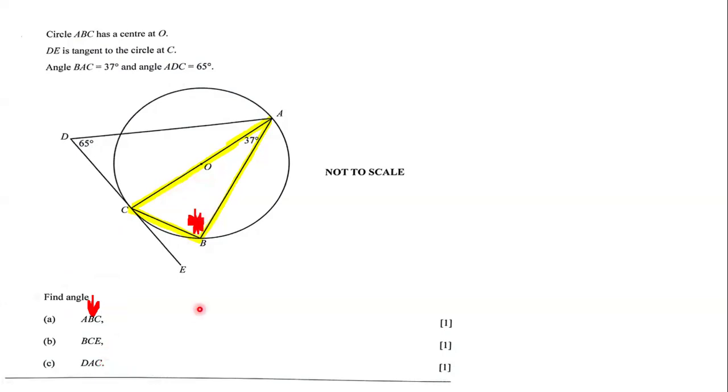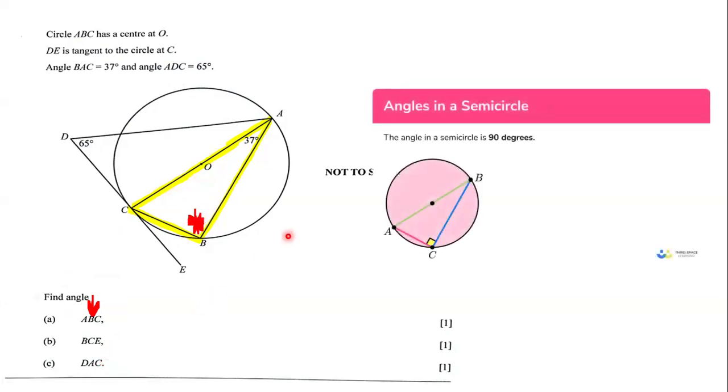And so we're going to use this theorem. The theorem says that the angle in a semicircle is 90 degrees. If you look at this diagram, we have this diameter AB, and the diameter AB separates the circle into two halves. So this right here is a semicircle, and this at the bottom is a semicircle. The angle in a semicircle is 90 degrees.